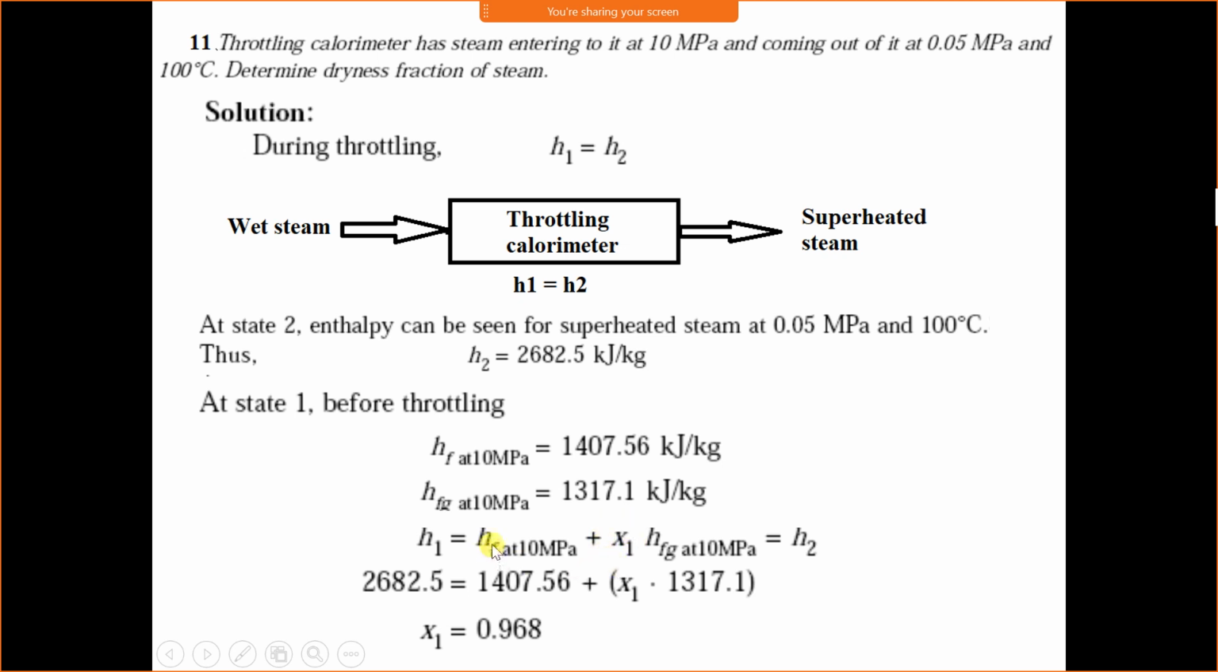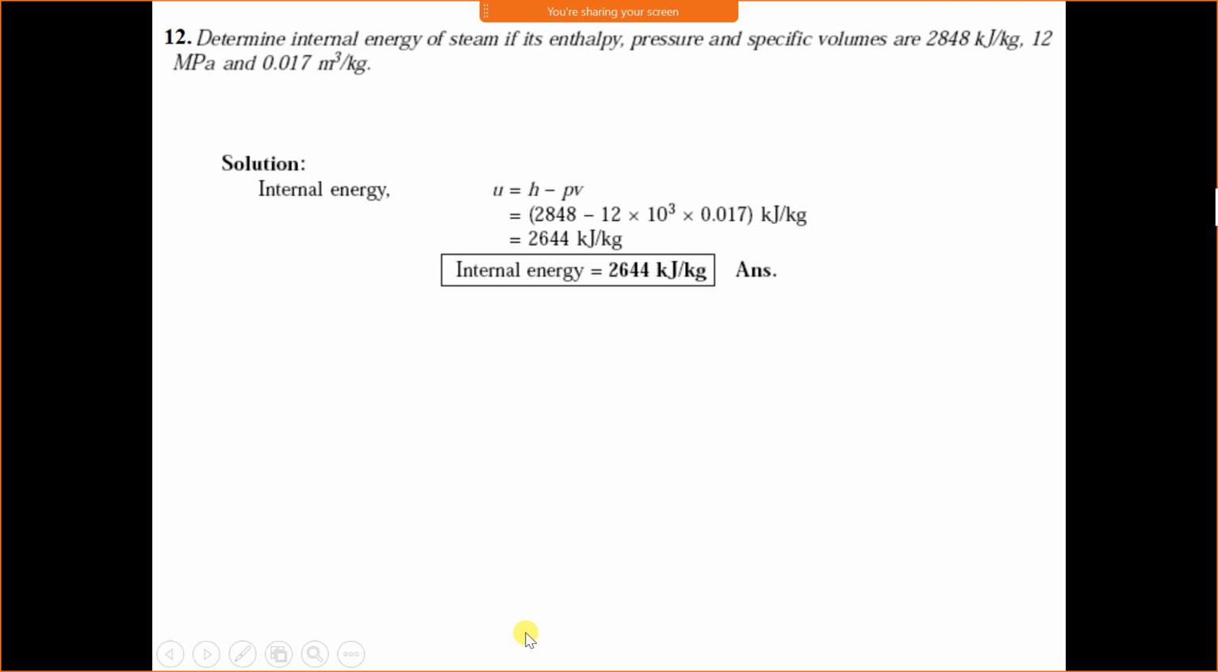Because hf we have taken from the steam table, and hfg we have taken from the steam table, we can calculate the value of x1 from this equation. The value of x1 is 0.963. This is the dryness fraction.